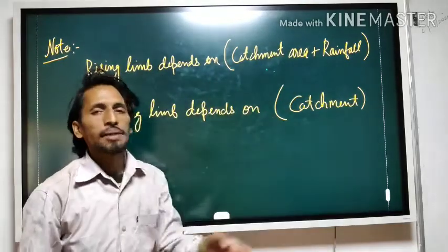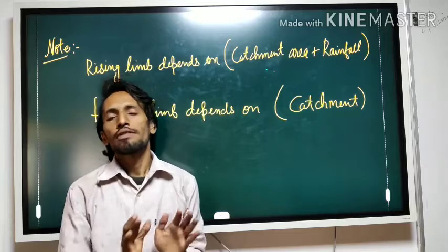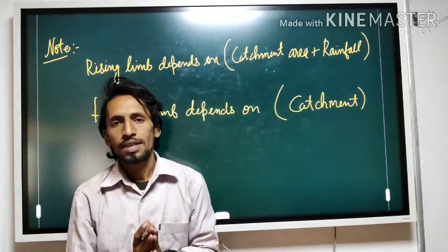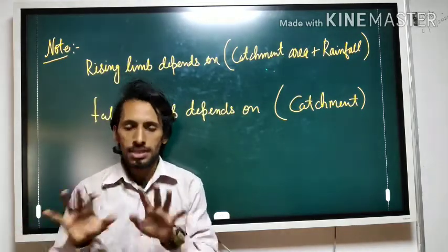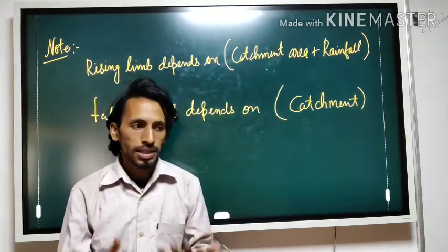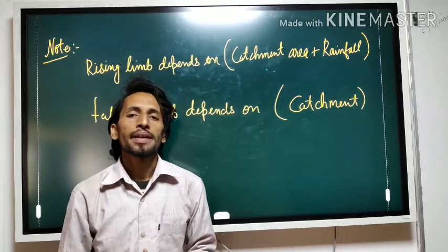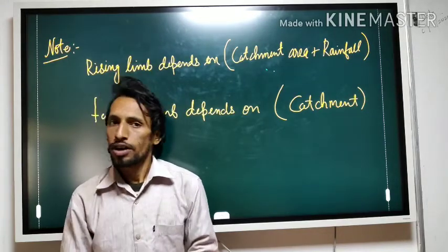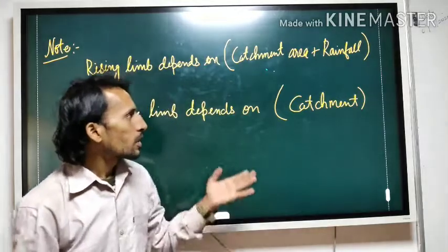Because the rising limb is formed when the rainfall is happening, and after the rainfall has stopped the graph is still decaying, falling. So the type of rainfall that has happened does not contribute to the falling limb. So it is very simple.